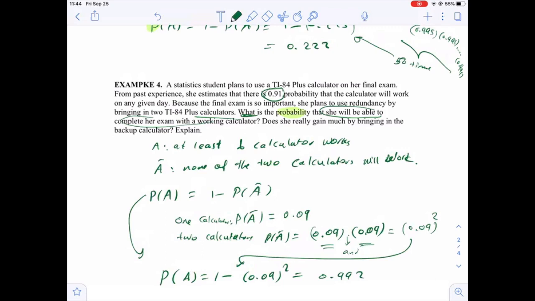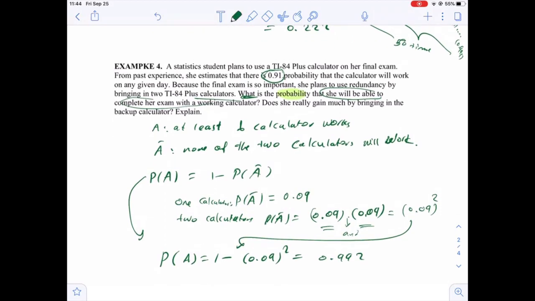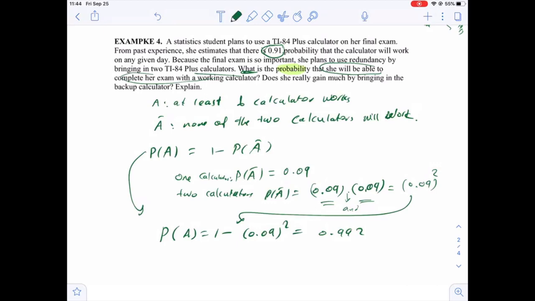Now, does she really gain much by bringing in the backup calculator? The answer is yes, because in this case she reduced the possibility of the exam not working because of the calculator. With one calculator, the probability of getting a not-working calculator, or the exam not running if it depends so much on the calculator, is 0.09.